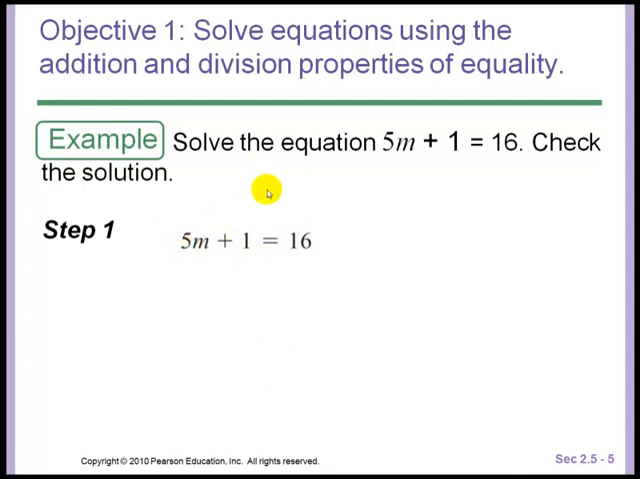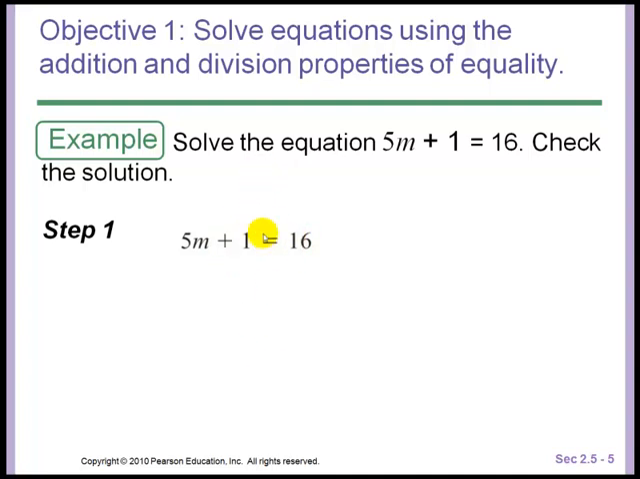Imagine a fence along the equal sign. Your goal is to get the variable term, the 5m, by itself on one side of the fence. So we need to remove this positive 1. What can we add to both sides to get rid of the positive 1?